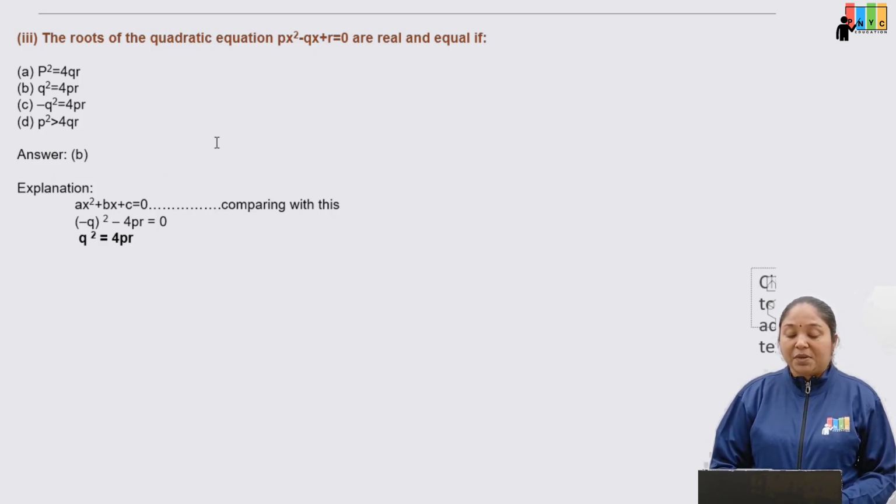What is b here? Minus q is b, so (−q)² − 4ac means 4 into pr. What do we get? q² = 4pr. The correct option is option number B.